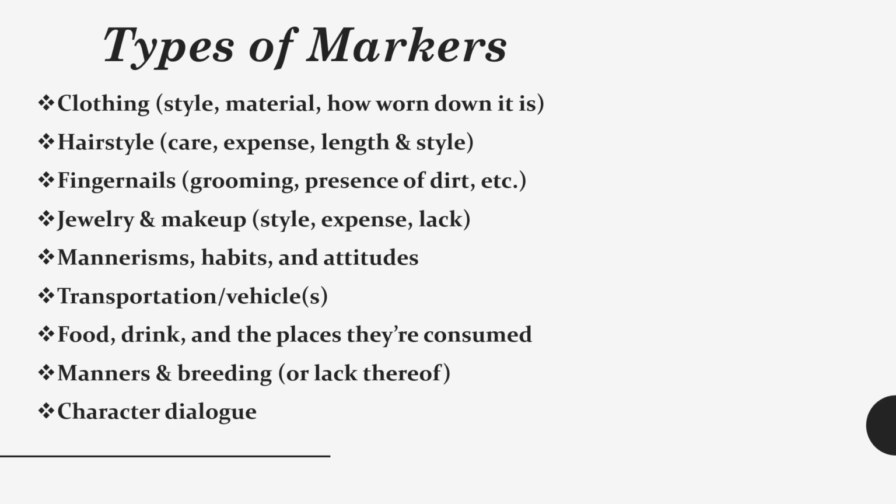Jewelry and makeup or the lack thereof, mannerisms and habits, what kind of vehicles they drive or take to work, whether they go to work at all, where they eat food and drink and what kind of food and drink they eat. If they're eating ramen noodles at home, they're obviously, or probably, in a different social class than if they are eating filet mignon down at the expensive French restaurant. If they have manners and breeding, or they don't, that also tells us a lot. And of course, the way they talk.